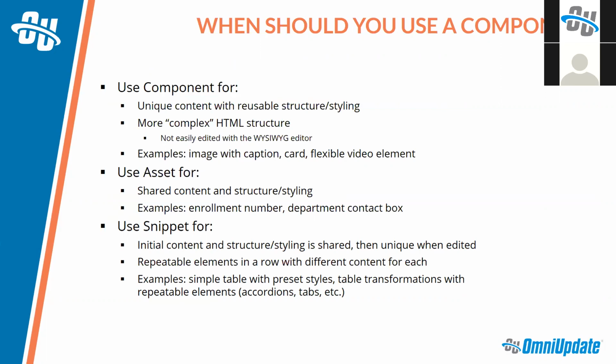You could have just a simple table, but you want to have preset styles on that table so that the user doesn't have to create a table in the system and then go in to edit the table properties. They could insert a snippet in there. You don't really need a component to do that unless you really want to lock down that table structure and not make it editable at all. Again, table transformations with repeatable elements like accordions or tabs are a good example of when you might want to use a snippet, because components really, at this point, do not have any repeatable elements, though you could give a set number of elements in conjunction with maybe some XSL to transform it.